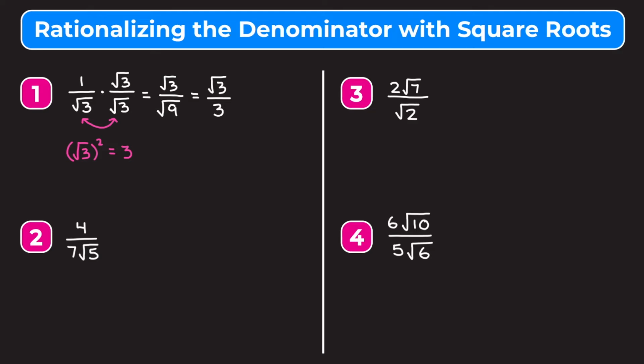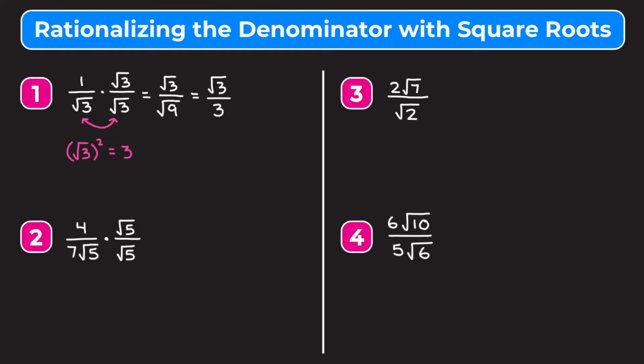So I'll show you guys how we can apply this shortcut looking at example 2. So in example 2, we have 4 over 7 times the square root of 5. We're only trying to get rid of the square root of 5 in the denominator, so we're going to multiply the top and bottom of our fraction by the square root of 5. We don't have to multiply by 7 because we're allowed to have integers in our denominator.